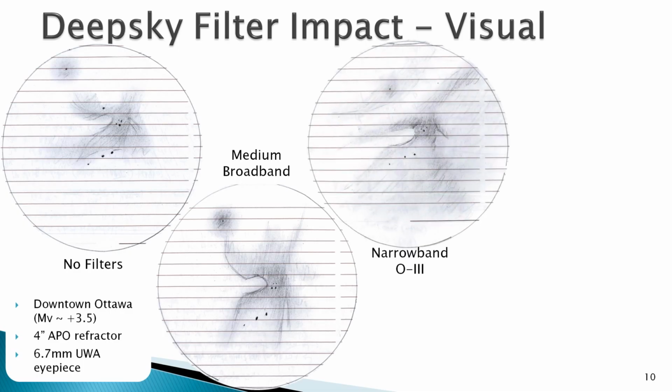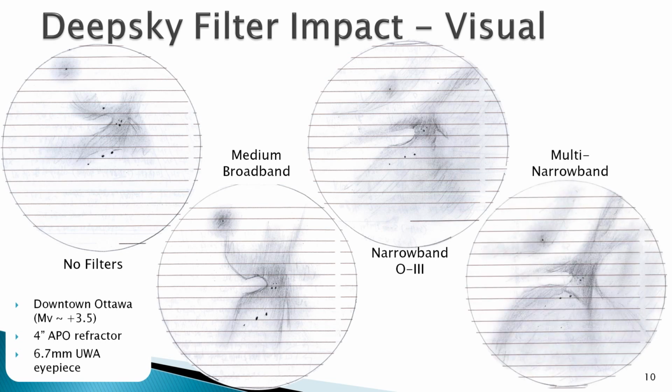Moving then to a narrowband oxygen 3 filter resulted in a large improvement in the amount of faint structure that I could see. Finally, the multi-narrowband filter gave the best view, with subtle differences in the brightness of the features now visible.